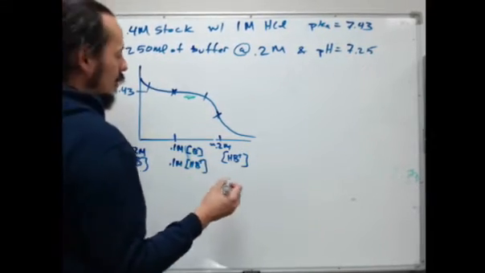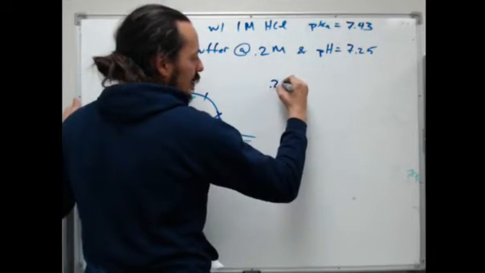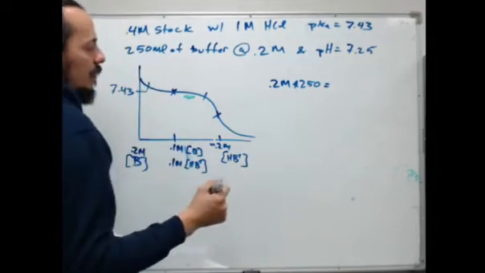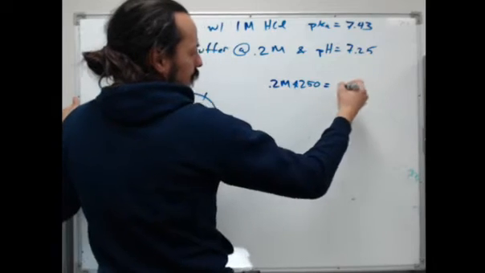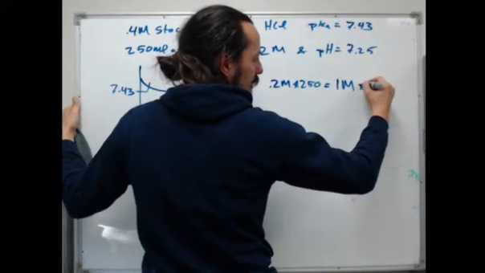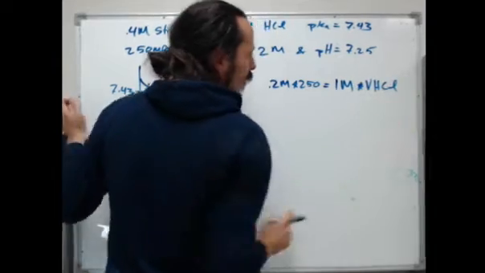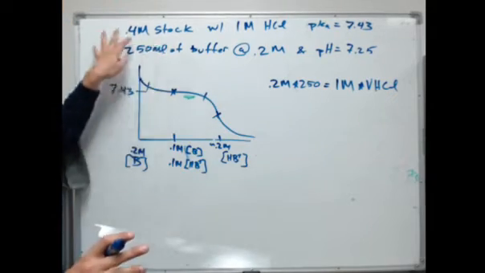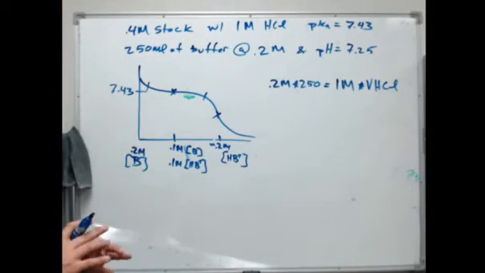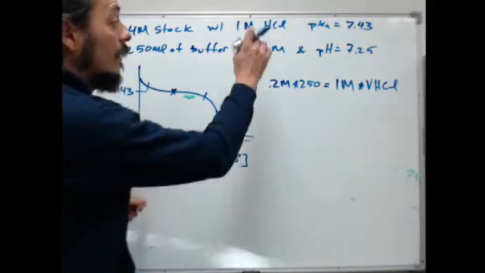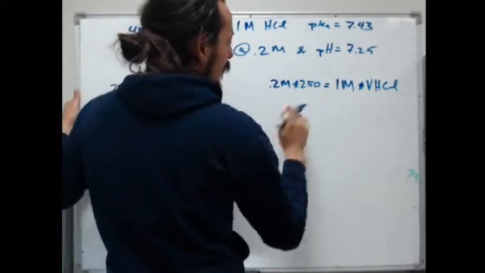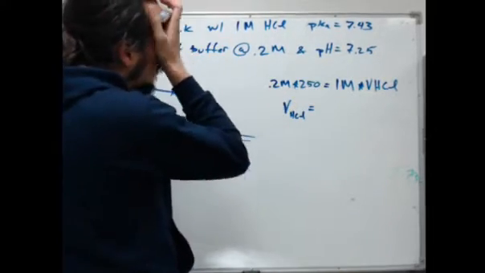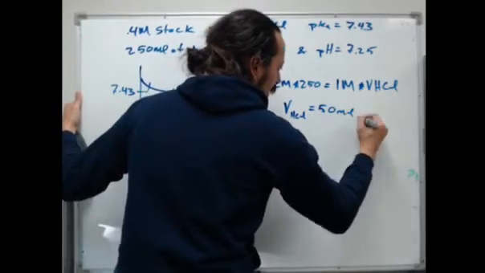So we can do our calculation for the equivalence point just by doing 0.2 molarity times 250 is equal to 1 molar times our volume of HCl. Notice, I don't know how much of my stock solution I need to make this buffer. I'm just saying how much HCl would I need for my titration, pretending like I couldn't figure out the problem. So I'm going to do 0.2 times 250 divided by 1. My volume of HCl, in that case, is going to be 50 milliliters.